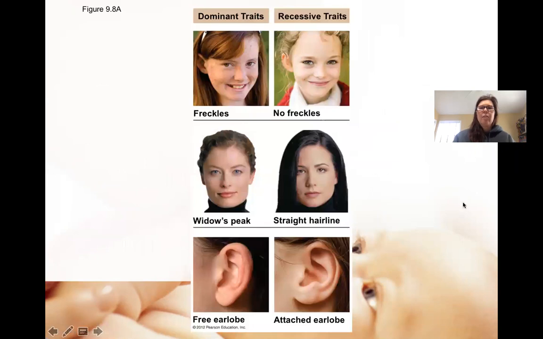And then here are a few human traits. Freckles, believe it or not, are dominant over no freckles. And then the widow's peak, where the bangs kind of go down into a point on the forehead, like Dracula, is dominant over a straight hairline. And then we have earlobes, whether they're free or attached. So those are just some of the characteristics we see in humans.